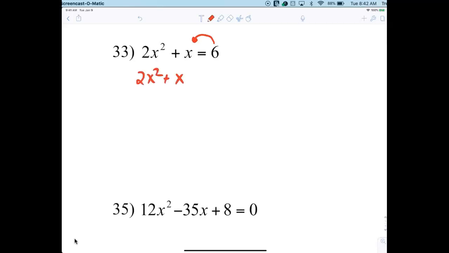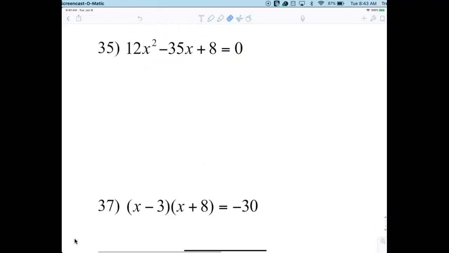2x squared plus x what? Yeah, not plus 6. Minus 6 equals 0. Yeah, Morty, minus 6, not plus 6. All right, now, what do I do now? Now you can factor it. Listen to me. It must be set equal to 0 in order to factor. If it's not, you move everything over to one side and set it equal to 0. I'm confident you can do that.